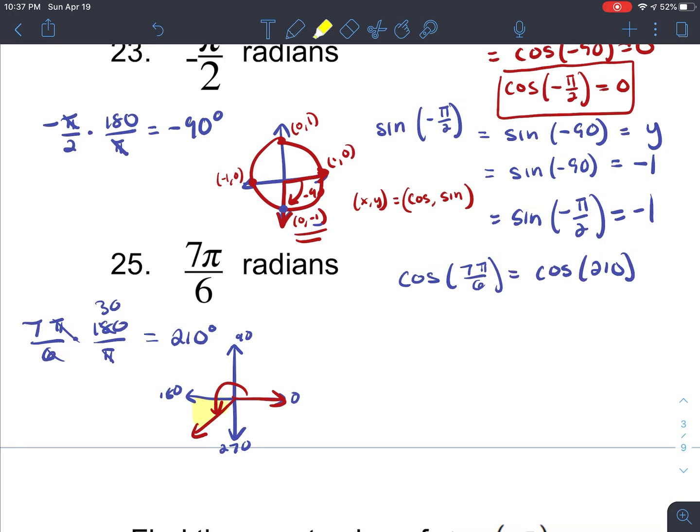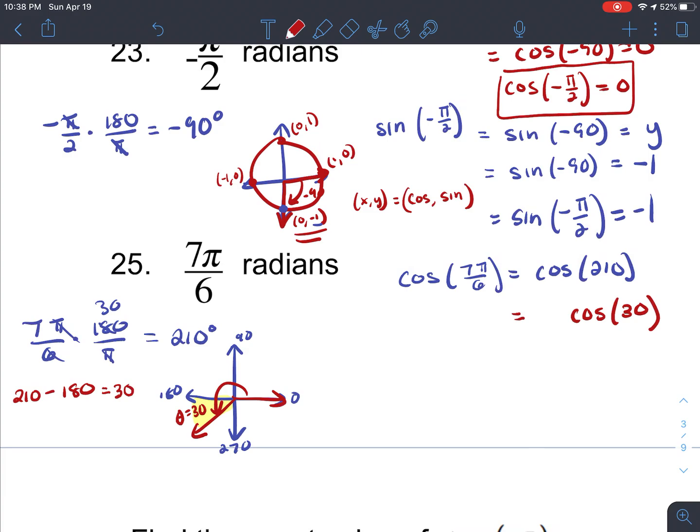So my reference angle is going to be this little angle in here. How do I find the measure of that? I take 210 and subtract 180 to see how much extra I've traveled, and that's equal to 30 degrees. So my reference angle here is 30 degrees. That means we can find an exact value. Cosine of 210 is equal to cosine of 30.